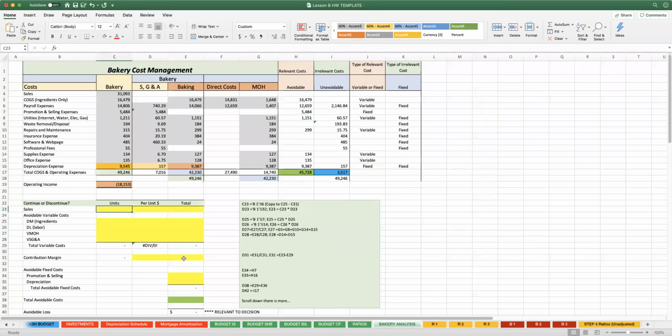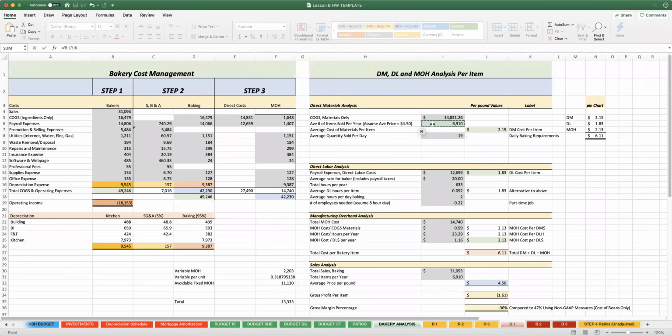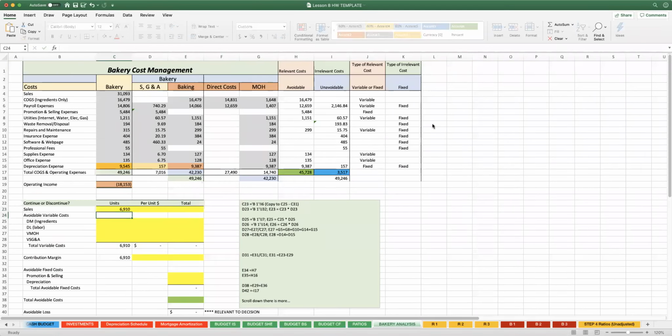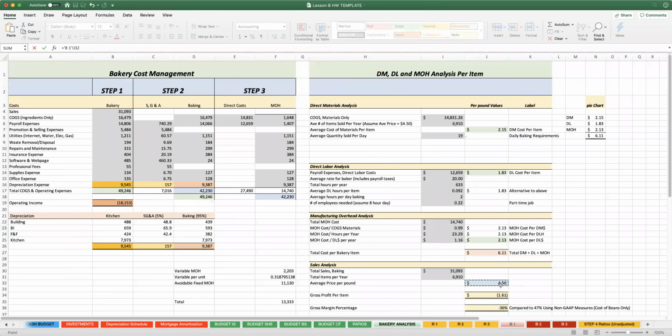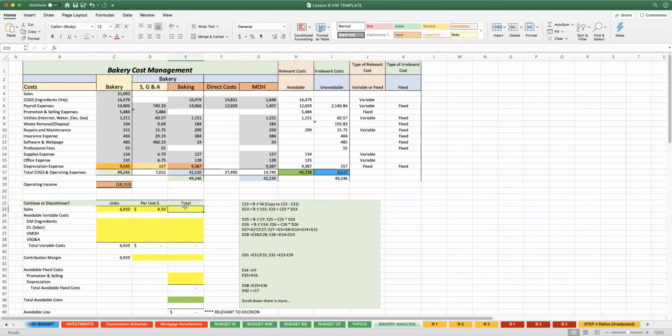You've got some yellow boxes to fill out. What we're going to be doing is looking at our profits for the bakery business and rebuilding it based on the difference between avoidable and unavoidable. So let's get started with that. The units are back over here. If you remember, this is where we calculated the number of units, right? And the price was also back over here. That was $4.50. And then you can just multiply that across to get total sales. And that is the same number we had here. So that's where that came from.